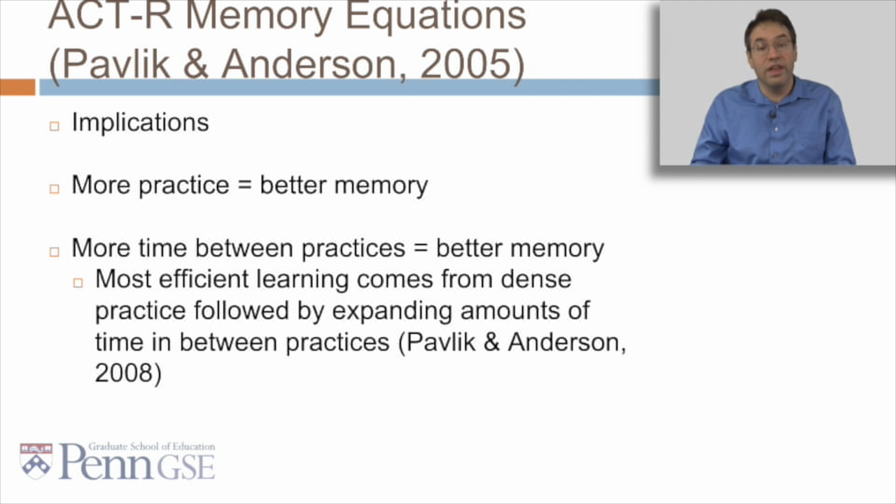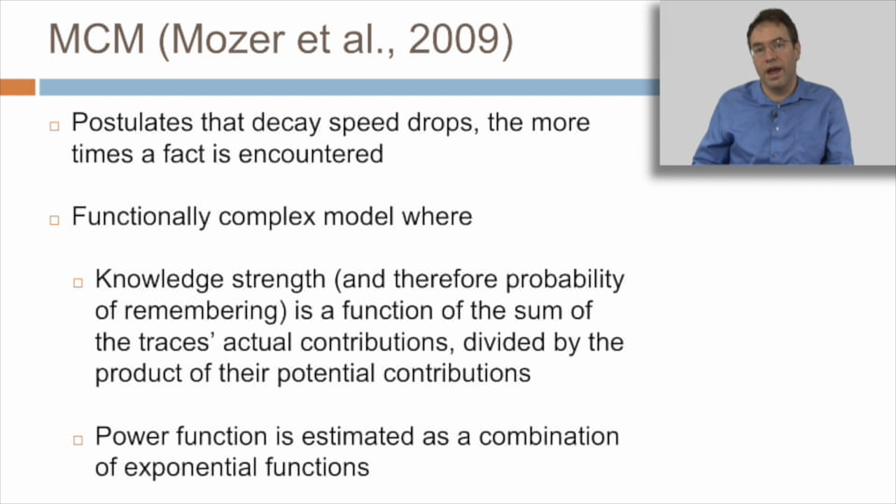There's a couple implications to the ACT-R memory equations. First, more practice equals better memory. That's an implication here. And it's kind of true in the real world. You're probably more likely to remember something if you encounter it more. Also, more time between practices equals better memory. That's true of almost all the memory models. But one interesting implication of Pavlik and Anderson's model is that the most efficient learning comes from dense practice followed by expanding amounts of time in between practices. Now one thing that's kind of cool about this is exactly what Leitner was doing in his system back in the 70s. A more recent competitor to ACT-R's memory equations is MCM by Moser and his colleagues.